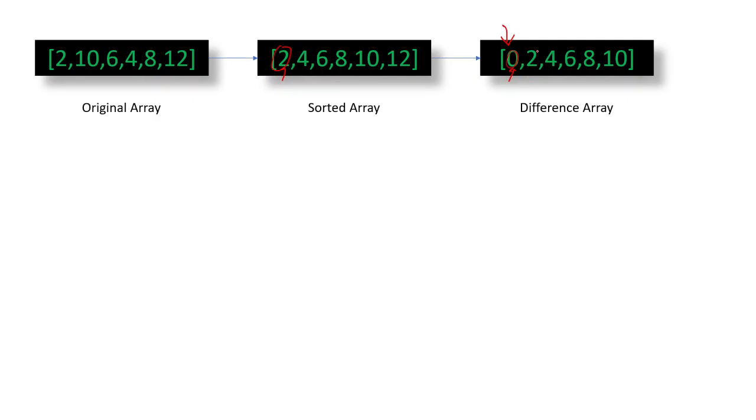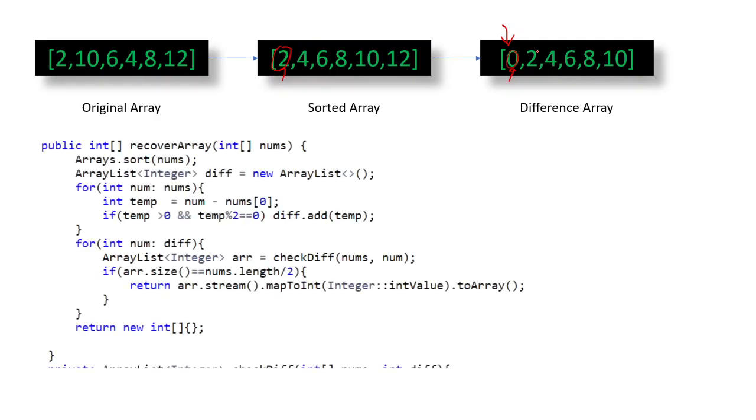Okay, so let's see the code, how we are going to calculate the difference. That is a pretty easy one. If you see, this is our main method that was called with the nums passed. We'll first sort it here, the way we did it here. Then we'll create an array list, or a vector in C++, where we'll store the differences.